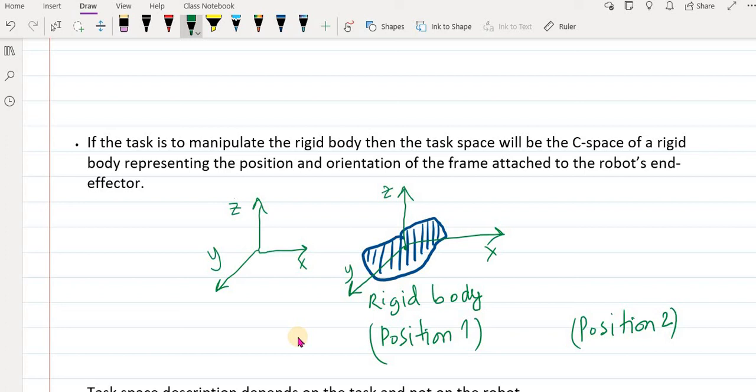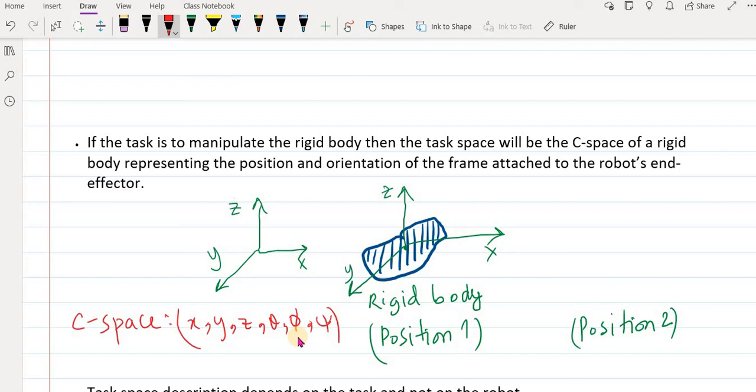So this body, how many coordinates does it need to represent its position? Its C space should have something like X, Y, Z, theta, phi, and psi. These are the rotations about the X, Y, Z axes. So three translations and three rotations.